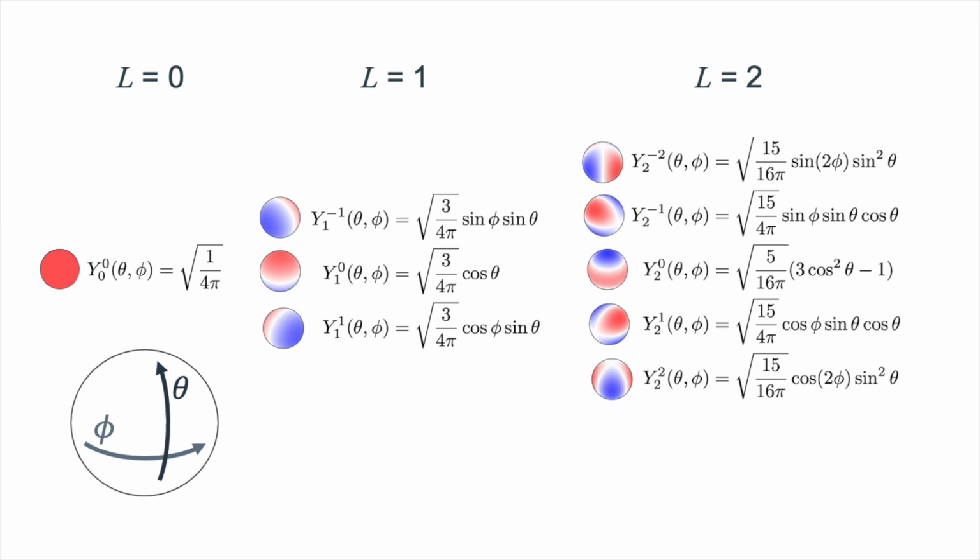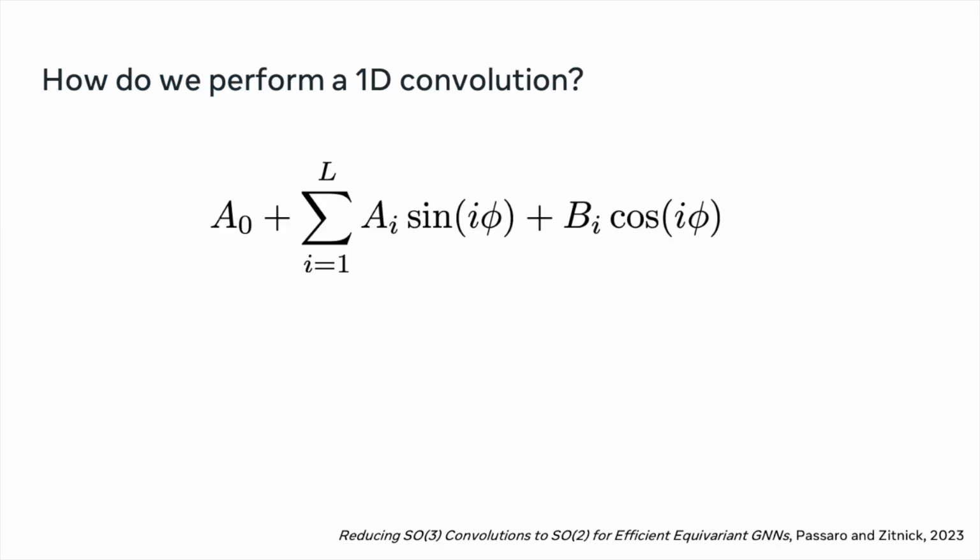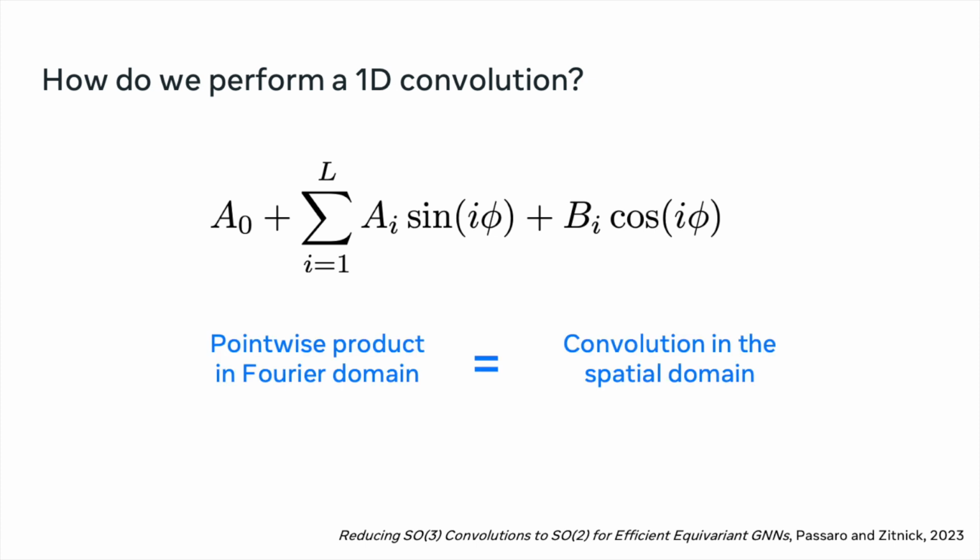And if we say that we're only going to rotate about phi and we're not going to worry about theta, we can rewrite our function as a 1D function in the Fourier domain, just a linear combination of sine and cosine functions like we were talking about before. And since our function is already in the Fourier domain, we can do a convolution really easily by just doing a pointwise product of the various coefficients. And the coefficients here are the a's and the b's.